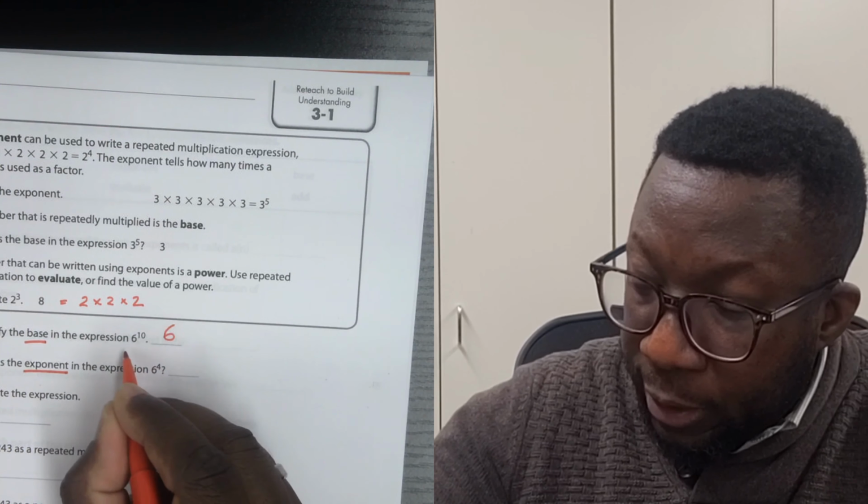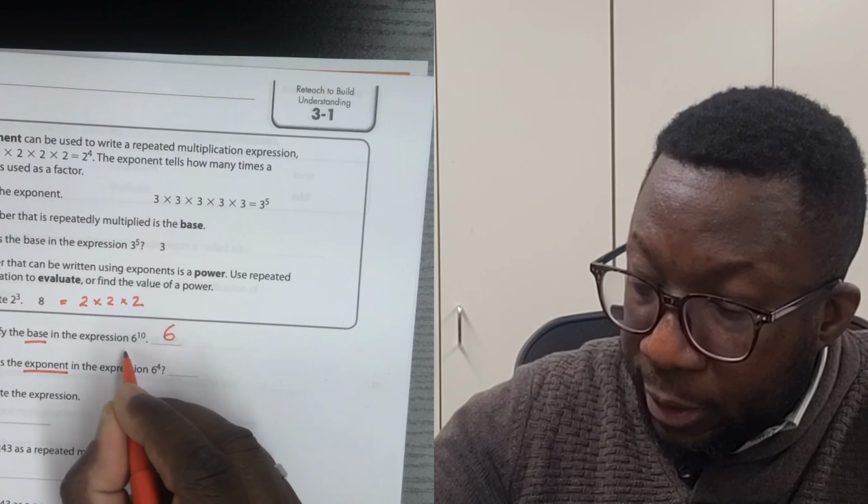Question number 3, we're told to evaluate the expression. What does evaluate mean? Well, evaluate means just to solve. So 10 to the third power means 10 times 10 times 10. And if we're multiplying 10 times 10, that's equal to 100. And then 100 times 10 is equal to 1,000.